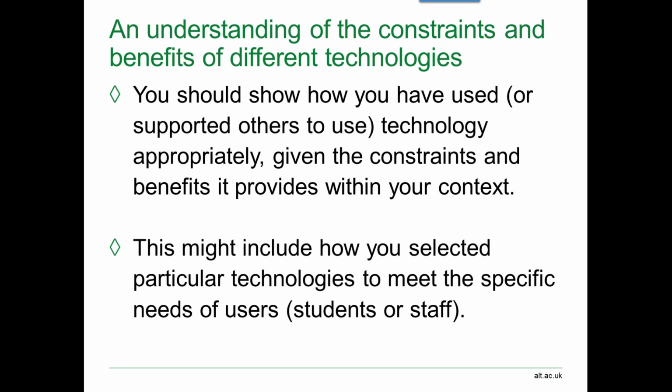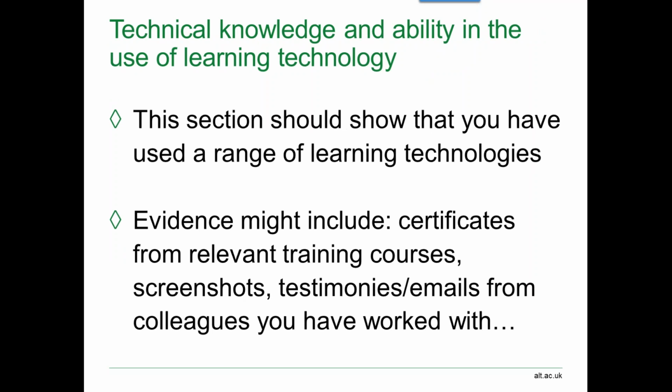I think I've kind of maybe got a bit confused. So I should have more than one piece of software in the constraints and benefits section. Is that right? Because I'd kind of started putting together a list for the next section, which was technical knowledge and ability in the use of learning technology.